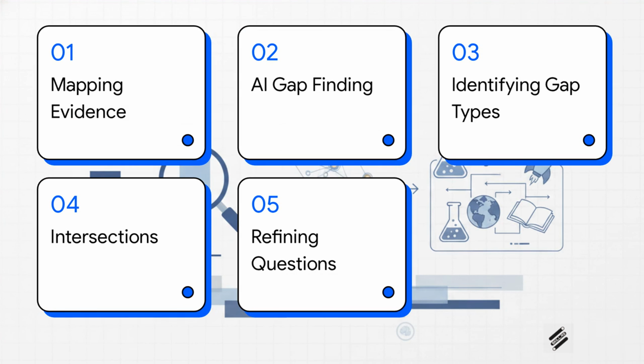So, here's our game plan for today's Explainer. We'll start with mapping the evidence landscape, then move to AI-assisted gap finding, identifying different gap types, exploring intersections and translations, and finally, refining your research question.